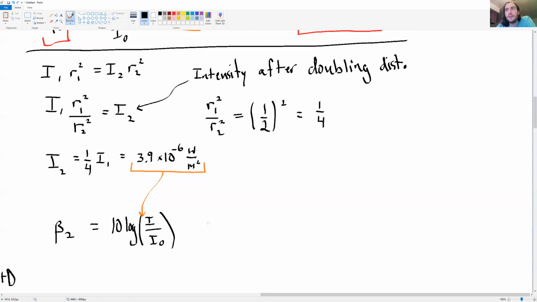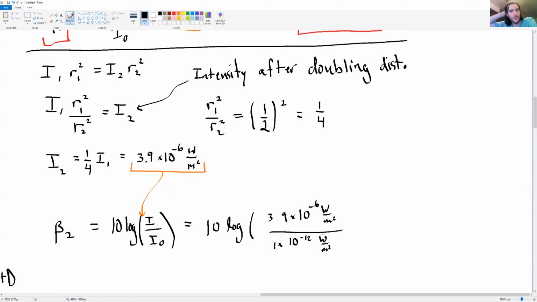So if we now plug in this new intensity, since we're further away from the loud street corner, we can calculate a new sound level for being twice as far away. So 10 log of 3.9 times 10 to the minus 6 watts per meter squared over 10 to the minus 12 watts per meter squared. You can put the 1 times 10 to the minus 12, but you really don't need the 1 to be there. You could save yourself some time on the calculator just writing 10 to the minus 12.